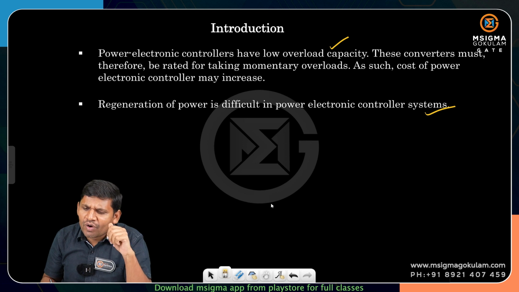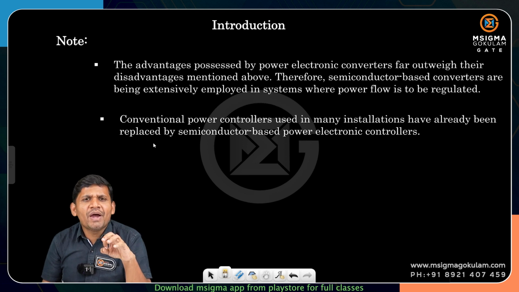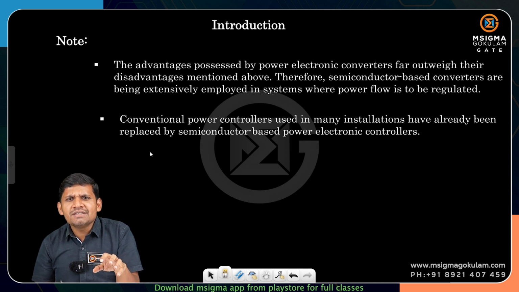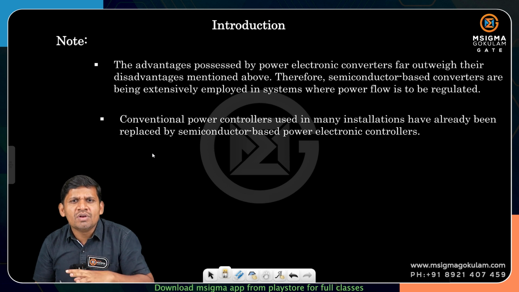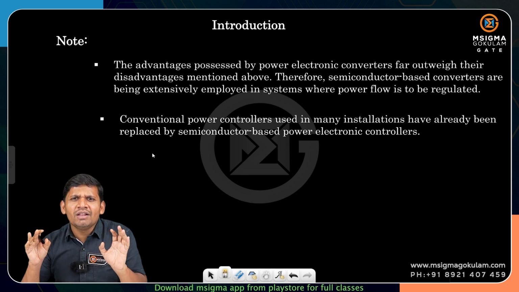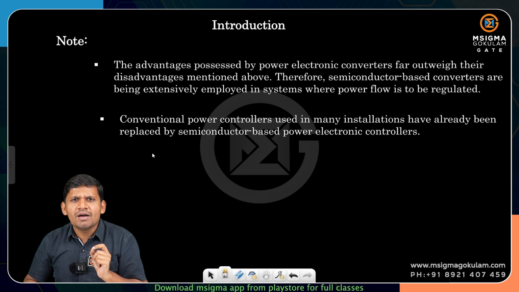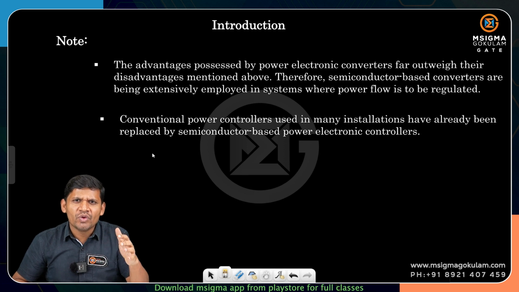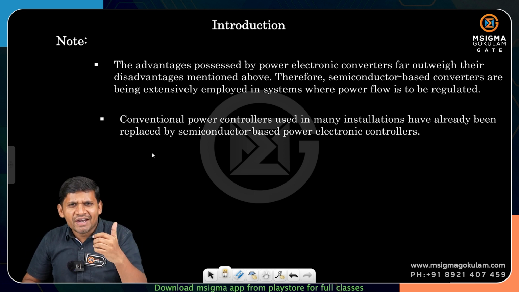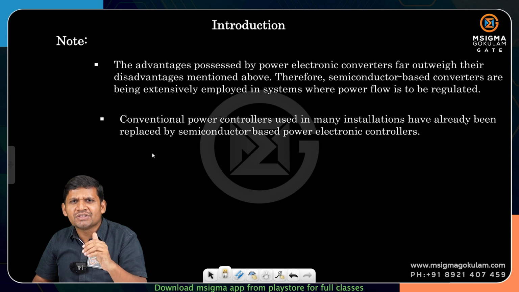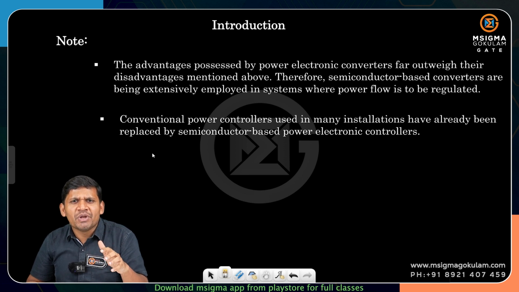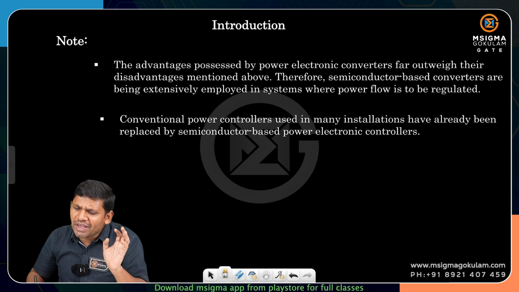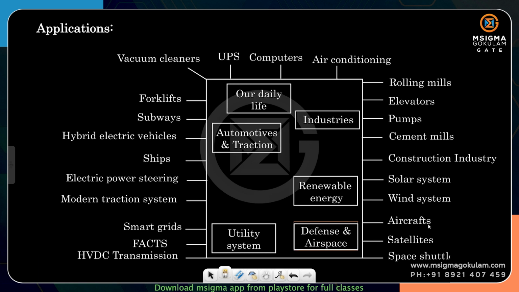All these are the disadvantages. I already gave the advantages, students. But as compared to advantages, the disadvantages are negligible. That's why in almost all the applications we are using power electronics everywhere. You take any application, students, in industrial application, in domestic application, in aircraft application, in solar system, wind system, in any application we are using the power electronic circuits.